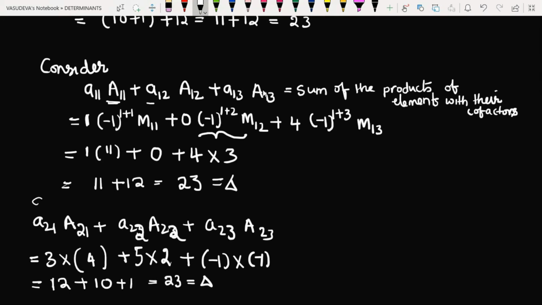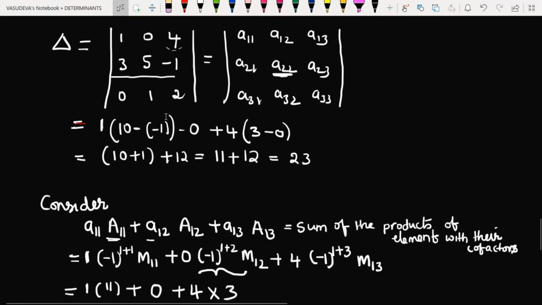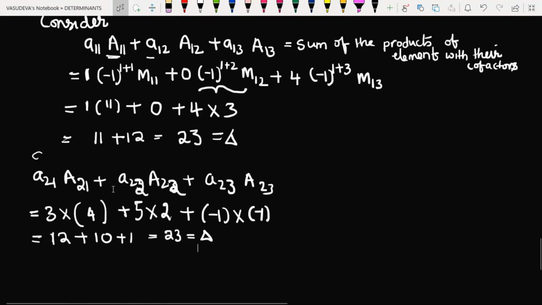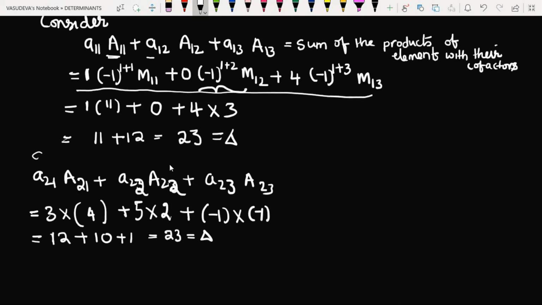Similarly, the sum of the products of the elements with their corresponding cofactors is the value of the determinant. From this we come to the conclusion that we can evaluate the determinant along any row. Here we have taken the first row, in the second case the second row. This is nothing but the expansion of the determinant in terms of cofactors and minors.